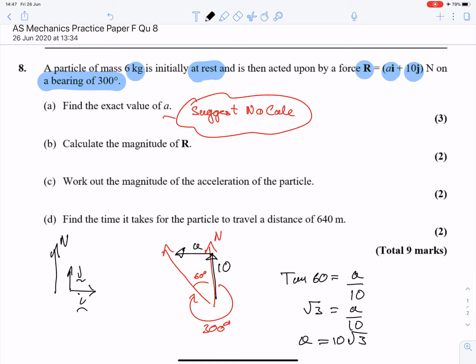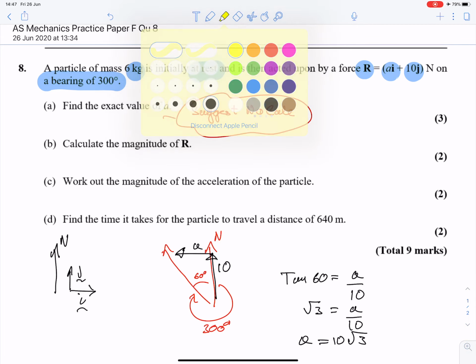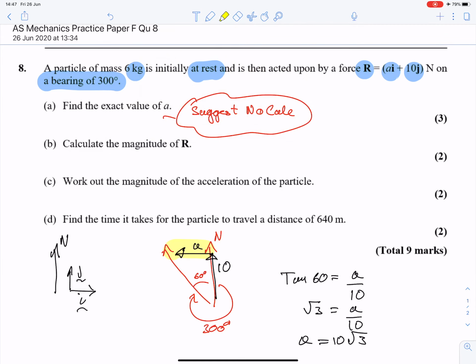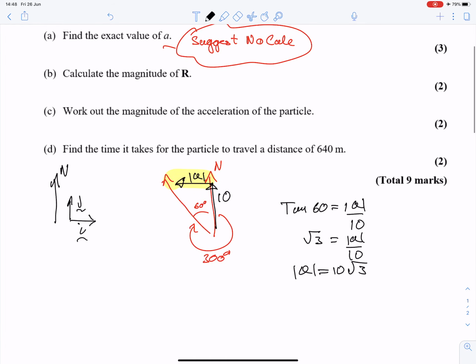I look at that and I'm fairly happy, but there's one slight error in there. If you look closely, this is in the negative direction. So really what I've worked out here is the magnitude of a, the length of that line, just using the triangle. So a itself is in the negative direction, so it'll be minus 10 root 3.